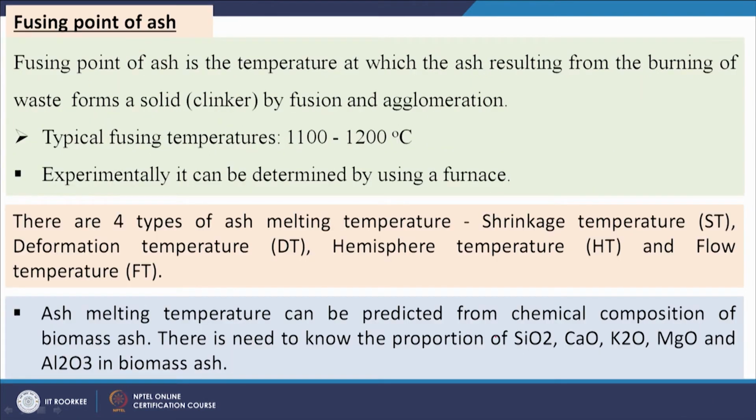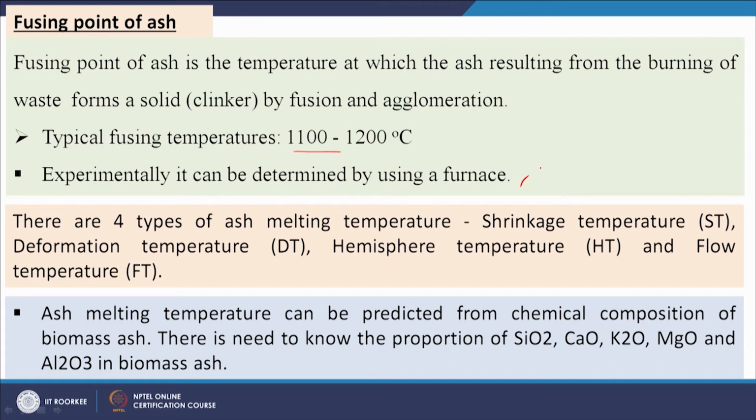Now, we will discuss the fusing point of ash. The fusing point of ash is the temperature at which the ash resulting from the burning of waste forms a solid or clinker by fusion and agglomeration. The typical fusing temperature is 1100 to 1200 degree centigrade. Experimentally, it can be determined by using a furnace.